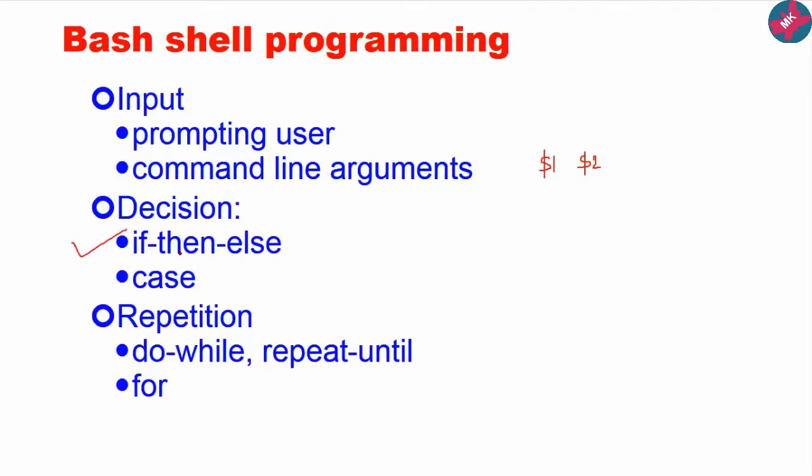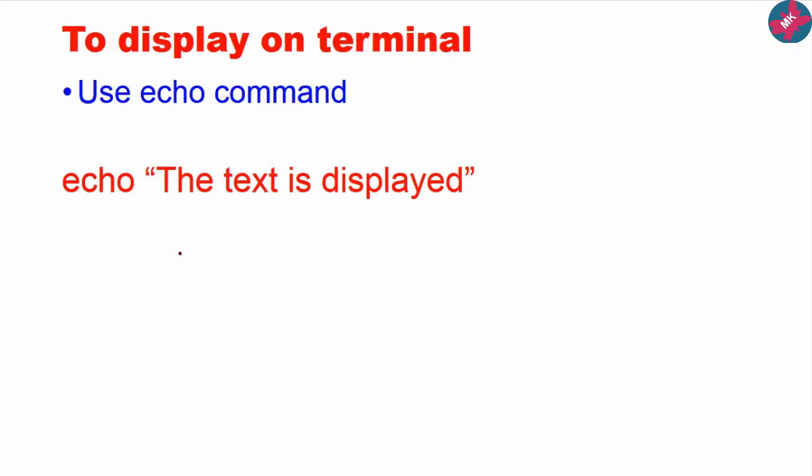Next, prior to moving to the structure, let us first understand how the input is given and how the output is displayed. Like in C language, we use the printf statement to display anything on your terminal. Here the echo command is used. Whatever we want to display, just write the echo command, and whatever string you want to display, you write it in double quotes. So the echo command is used to display the output.